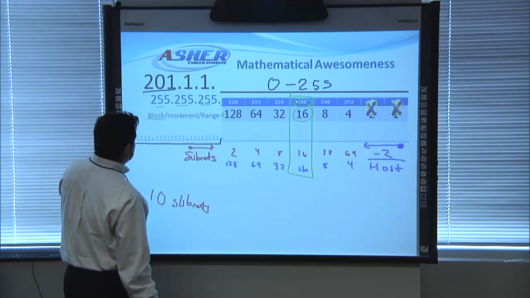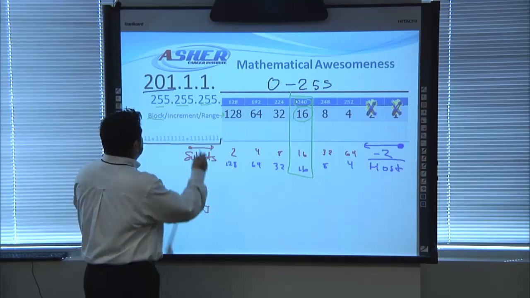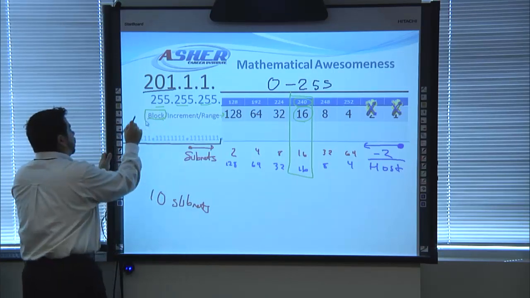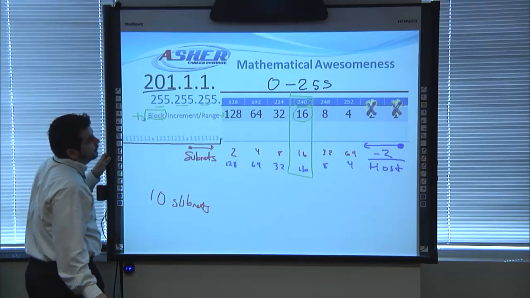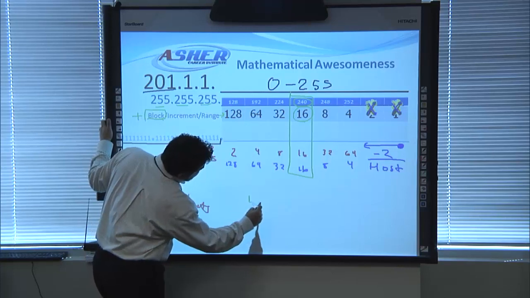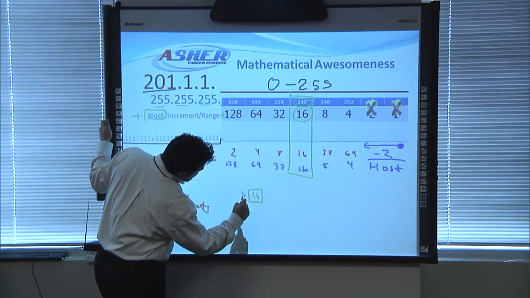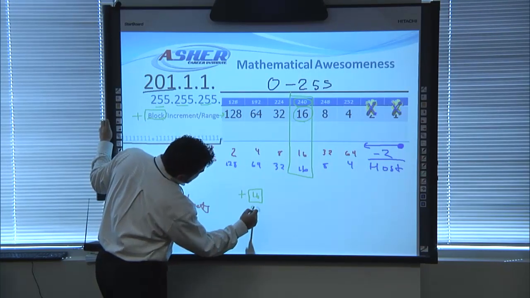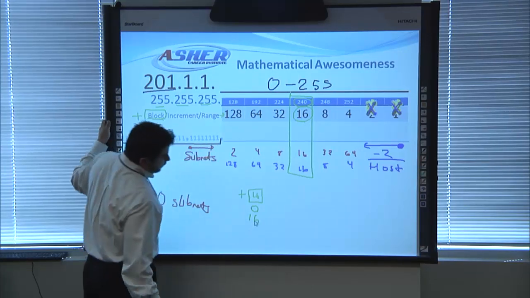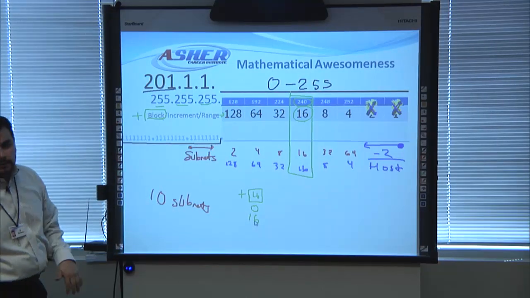So then once you get that, you can actually start subnetting with your block. Your block is probably the most important one because that's the one you convert into your button. So you get your button. You put a 0 underneath, and then you put the same number that you had in your button. And then you just keep going from there.